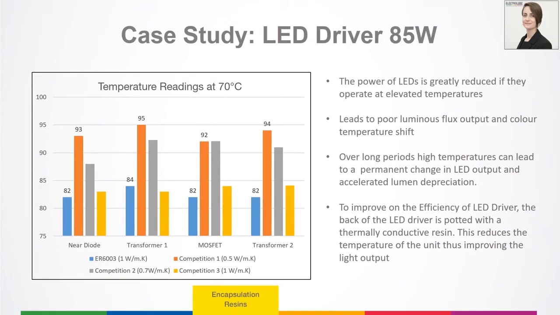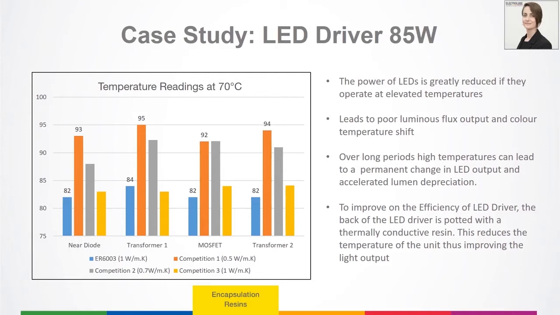As I've mentioned before, the effect of heat on LEDs is great. So if you can reduce the operating temperature, you lead to better performance, you have constant luminous flux output, you minimise the effects of colour temperature shift. If you have high temperatures over long periods of time, it can lead to permanent changes in LED output as well. So ensuring the efficiency of the driver as well as the LEDs directly on the circuit board can help improve the overall temperature of the unit and keeps everything constant and improves the lifetime of the device.